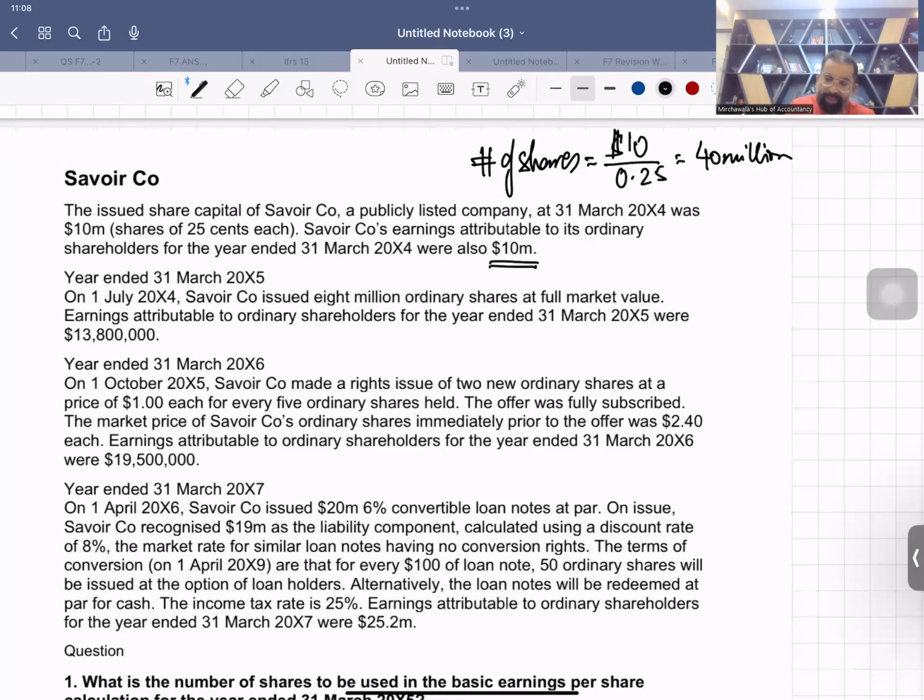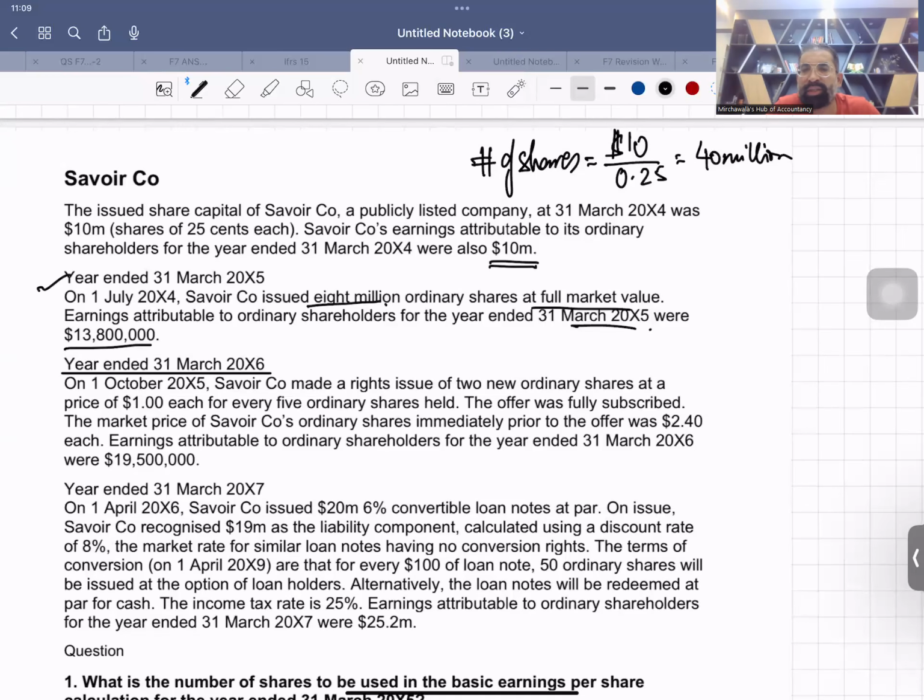Now, this year end is 31st March X4. So automatically the next year end will be 31st March X5. So let's see what happens. There is only one issue. On 1st July X4, Savoy Company issued 8 million ordinary shares at full market value. Earnings attributable to ordinary shareholders for the year ended 31st March X5 were 1380. Now, this is the information. The next information relates to the next accounting period, so leave it. First, let's do this 31st March X5.